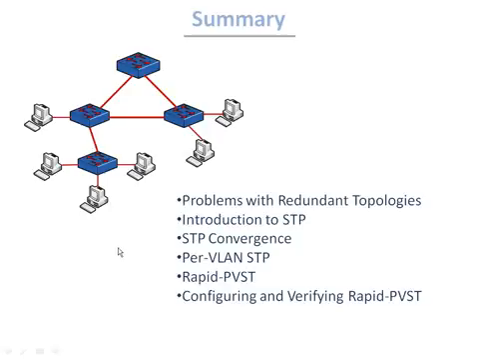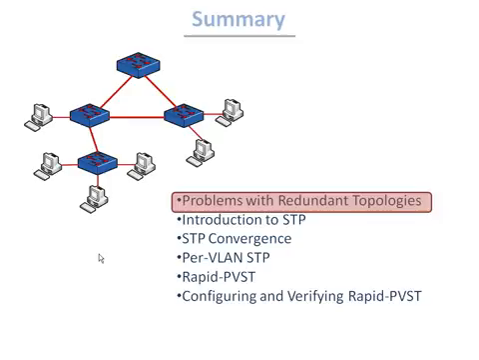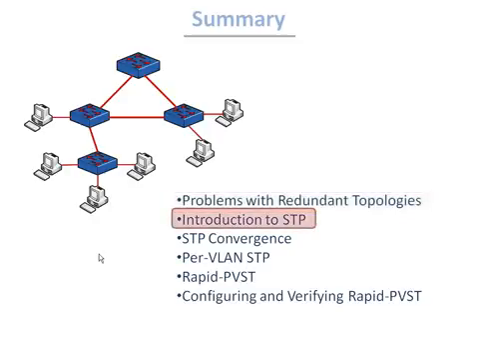But let's just recap what we did in this lecture. First, we introduced some problems in redundant topologies, like broadcast storms, multiple frame copies, or MAC address table instability. And then we introduced spanning tree protocol, which allows us to dynamically block one of the ports of a redundant topology and then monitors the open one, so that in case it fails, it will always unblock the other one.